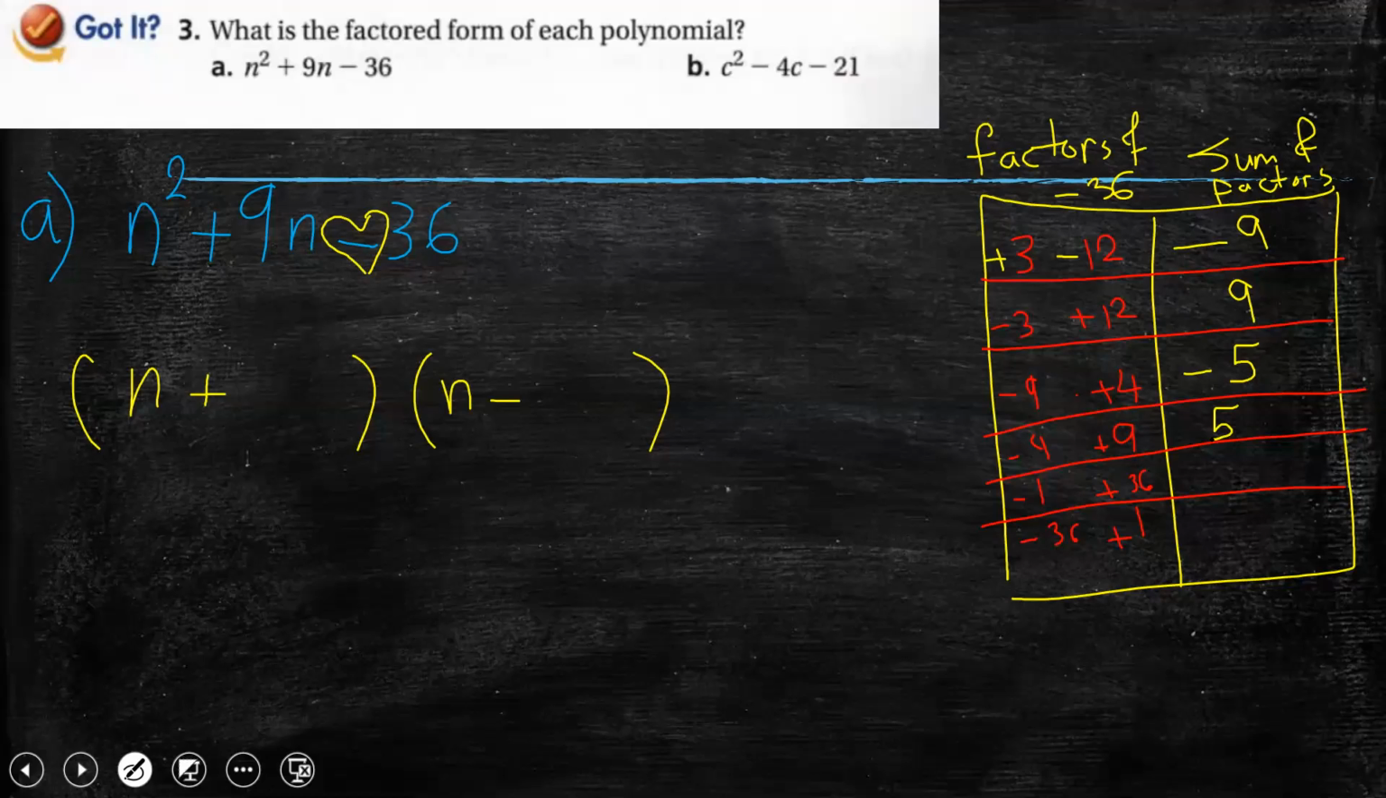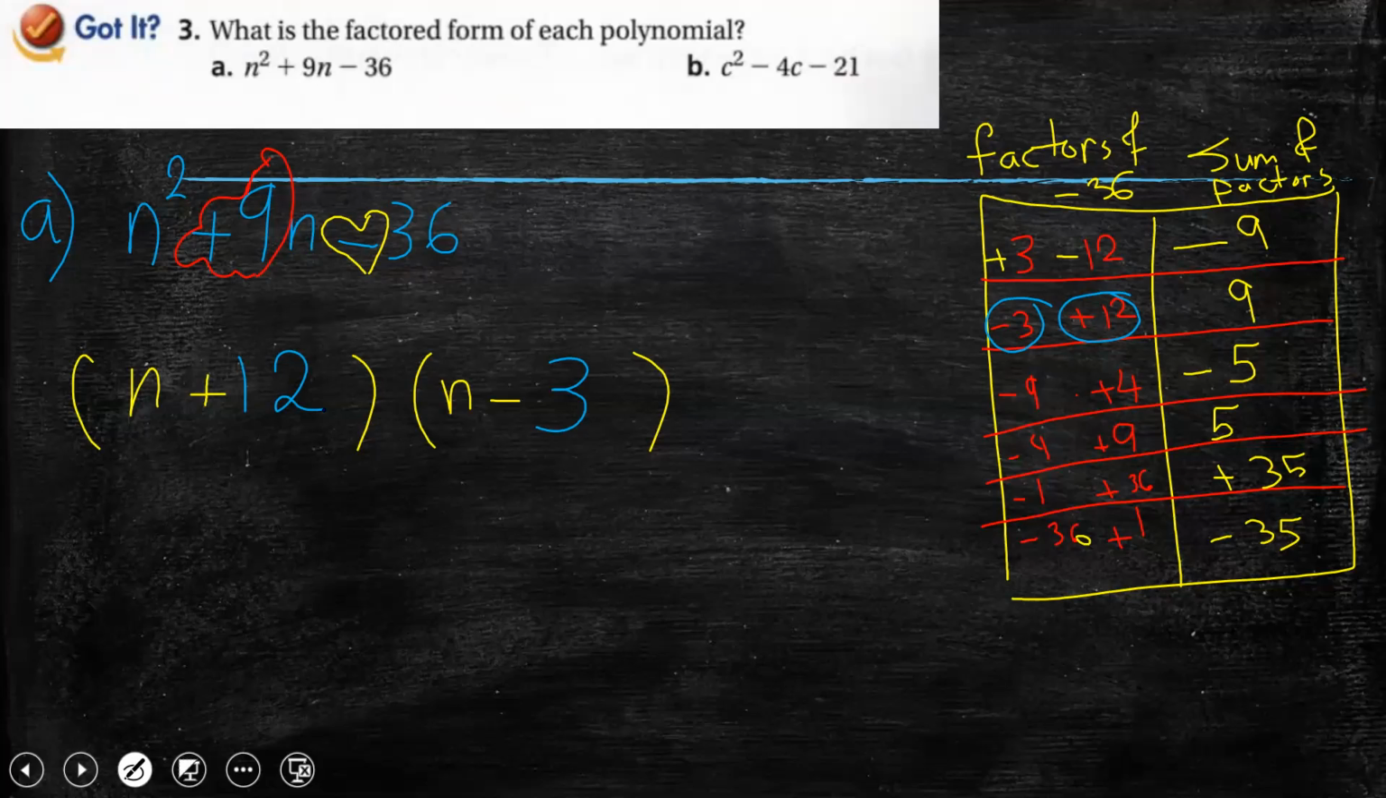Negative 1 plus 36 is positive 35. Negative 36 plus 1 is negative 35. Now, the second step: which two numbers, if you add them, give you positive 9? Negative 3 and positive 12. So I will put here a negative 3 and here a positive 12.